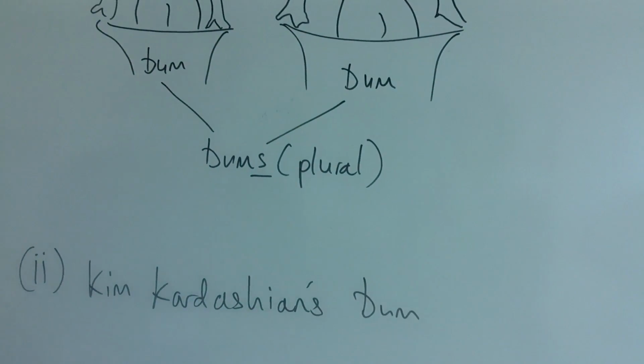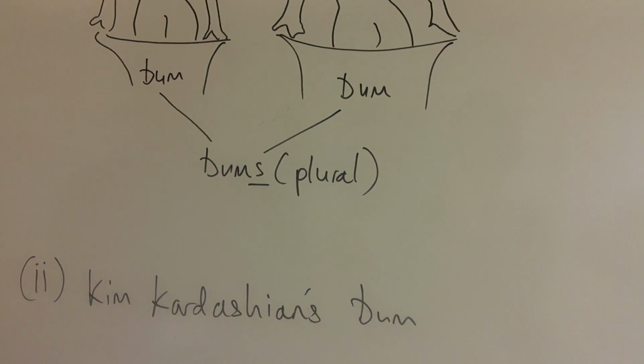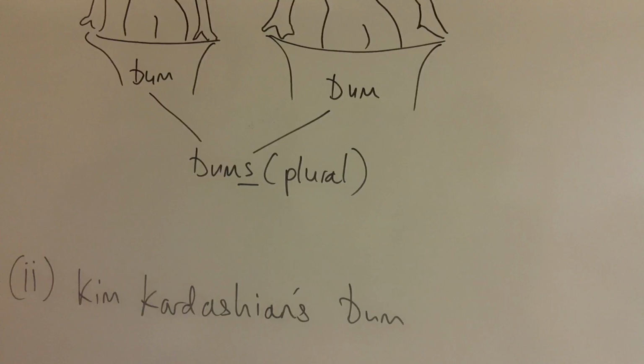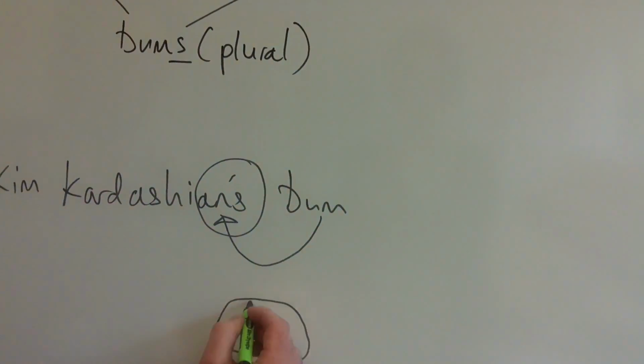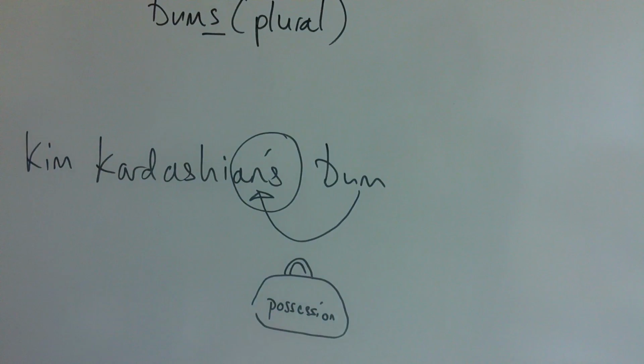However, in this phrase, Kim Kardashian's bum, we have Kardashian's. And just as I asked you before, is there one Kardashian or is there more than one? I think you'll agree with me there is only one, so therefore in this case we have possession. We have the bum belonging to Kim Kardashian, and another way of saying that is Kim Kardashian's bum.